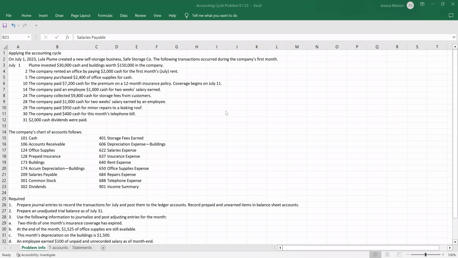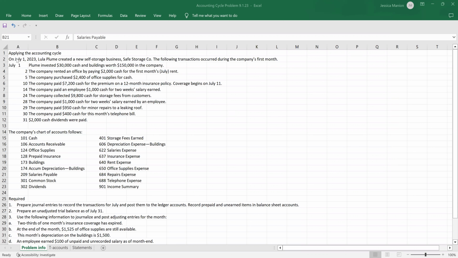This is an accounting cycle problem. So we go from step 1 of the accounting cycle to step 9 of the accounting cycle. Whatever we don't get through today, we'll finish up together when we meet next week. But here's our problem info.